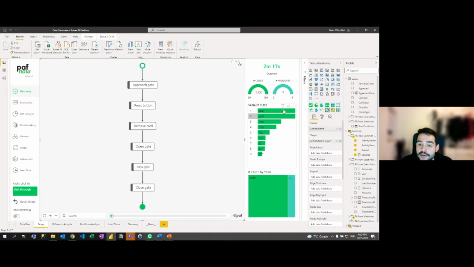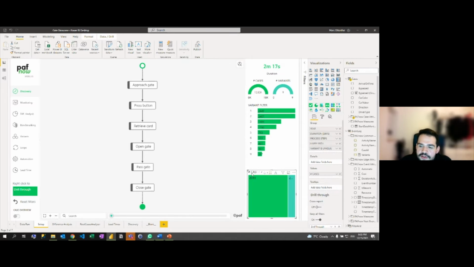Exactly. And below that, we have something which we call the variant filter, and it's basically listed by occurrence. It starts with the first variant. Coincidentally enough, that's also the variant we see in the picture, and then we go to the other ones, and those we will have a lot of time to explore at a later stage. And below that, we have the trusty tree map.